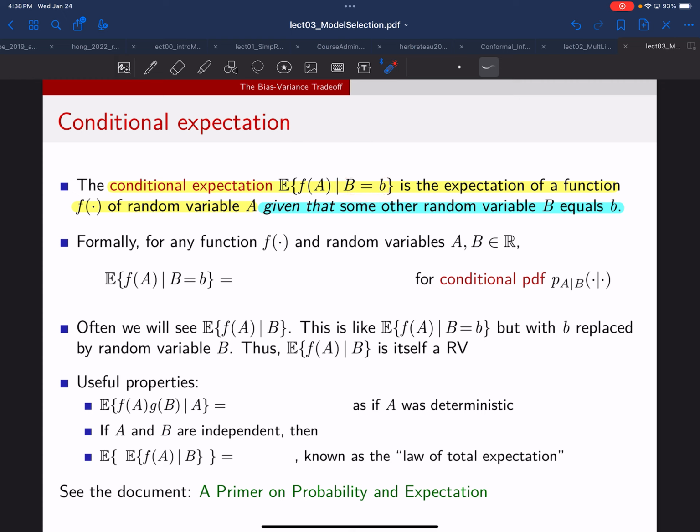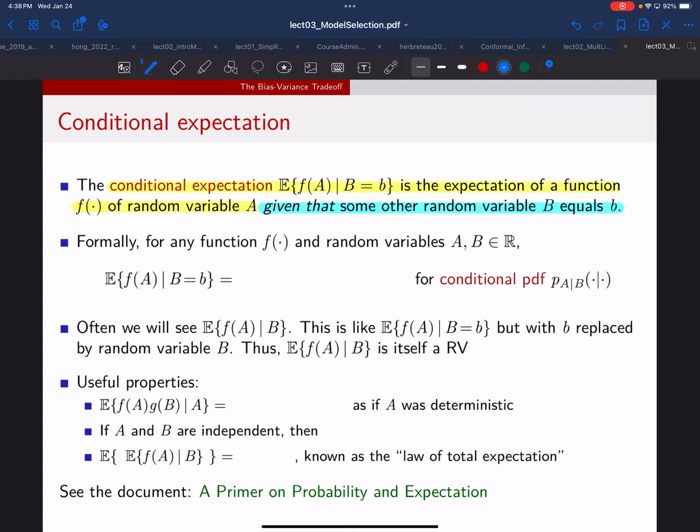So for us in machine learning, this is super important because we have features and targets. We're asking questions like, what is the value of the target given that the feature takes on this value? That's exactly how we're going to use this, or one way we'll use it. Okay, so how is this defined?